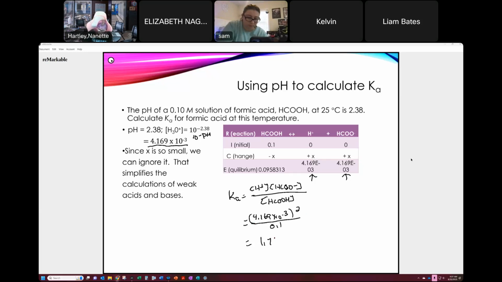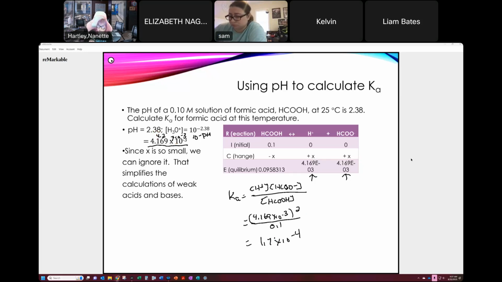1.7. How many sig figs do I have? I have 2 decimal places on the pH, which means that this technically should be 4.2 if I were to report that, but I left it as this number because that's what my calculator spit out. So 4.2 times 10 to the minus third. That means that when I do all of this math, I should come out with 1.7 times 10 to the minus fourth, so 2 sig figs because I started with 2 decimal places. And that's my value of Ka.